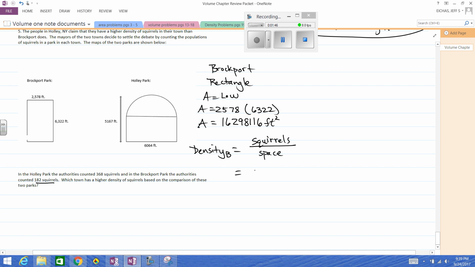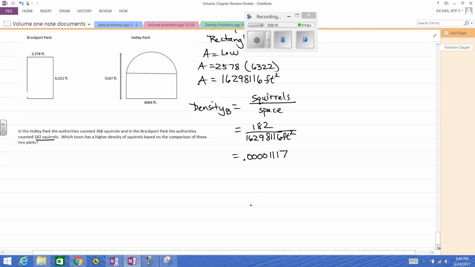Brockport had a count of 182 over this. It's going to be a really small number. Probably wanted us to convert it to square miles, but I'm not going to do that. There's no need to. So it's four zeros, 1117.